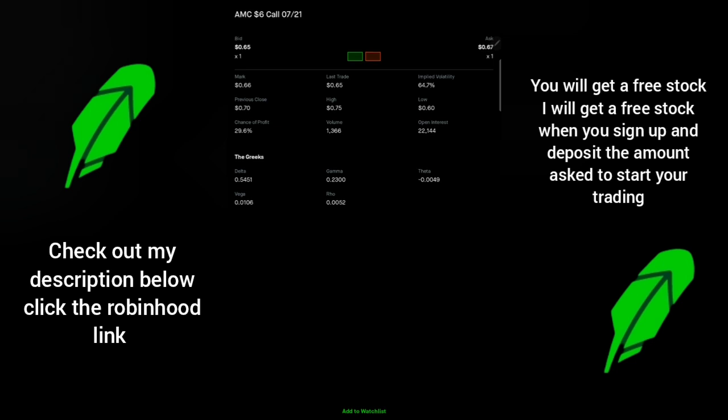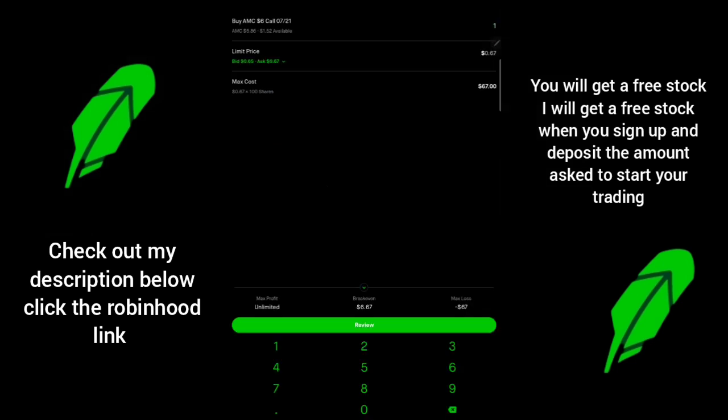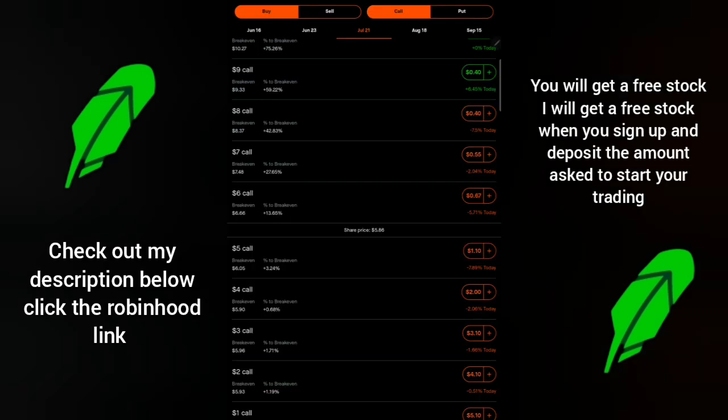Let's go ahead and go back one and see if I missed any information that I haven't told you yet. Go back one more. And right here where it says $6 call, the break-even price is $6.66 for the date of July 21st. So by July 21st, if it is at $6.66 at the closing day on that Friday, you break even. You do not lose money, you do not gain money.